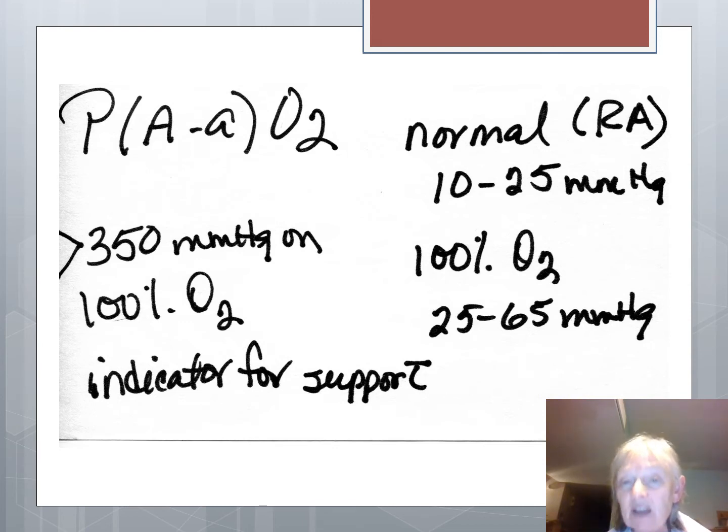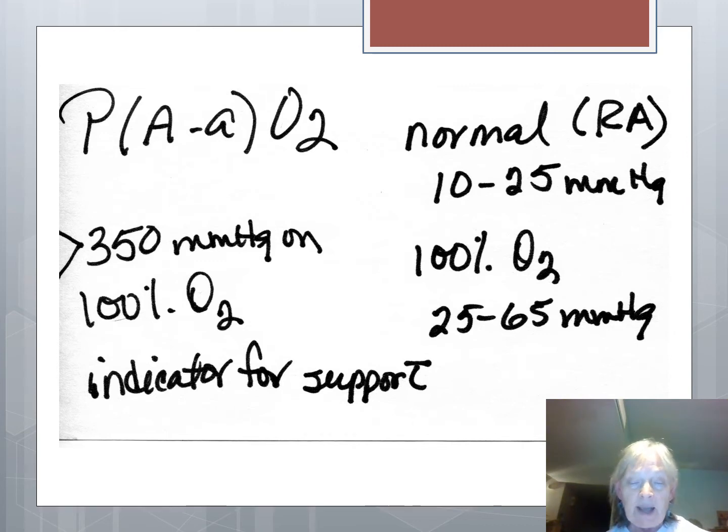Basically, it's because of this. If you have a patient who has an A-a gradient of 250 millimeters of mercury and they're on 50% oxygen, they're not close to being anywhere near normal. This should trigger a little bell in our head to say there's a problem with this patient. We need to go check and find out what's going on. The other thing you want to remember: if the A-a gradient on 100% oxygen is greater than 350 millimeters of mercury, this is an indicator for support.